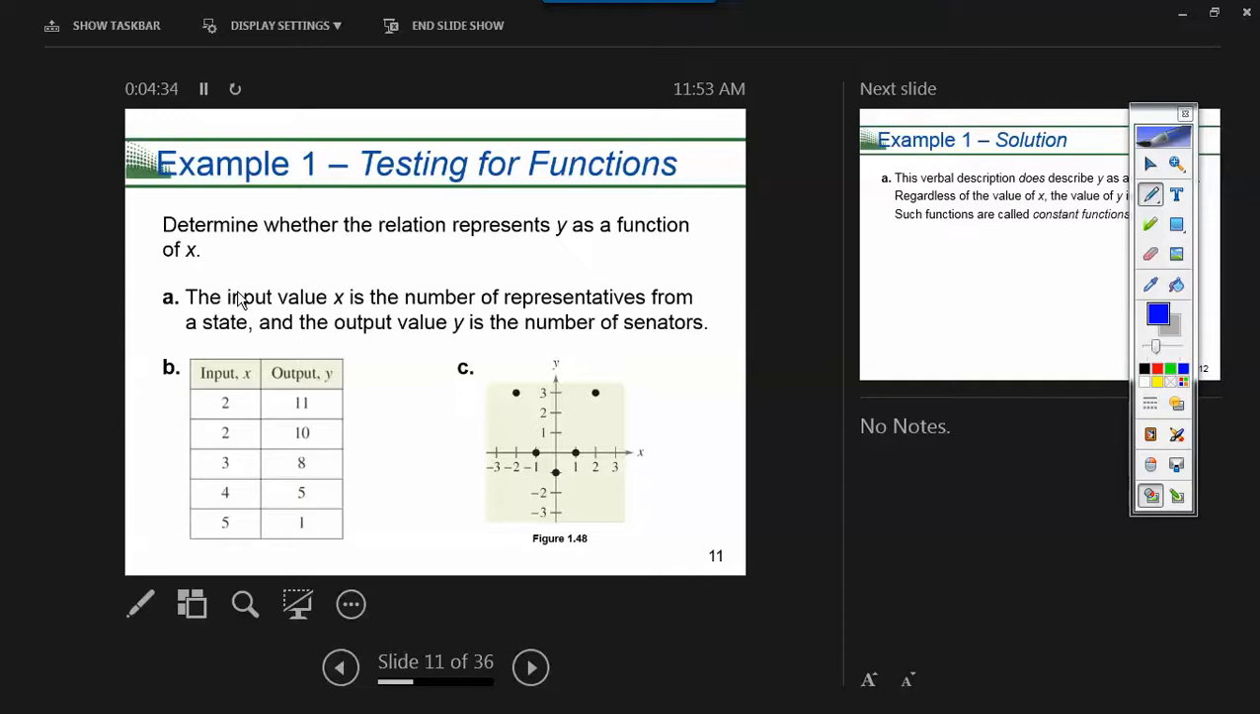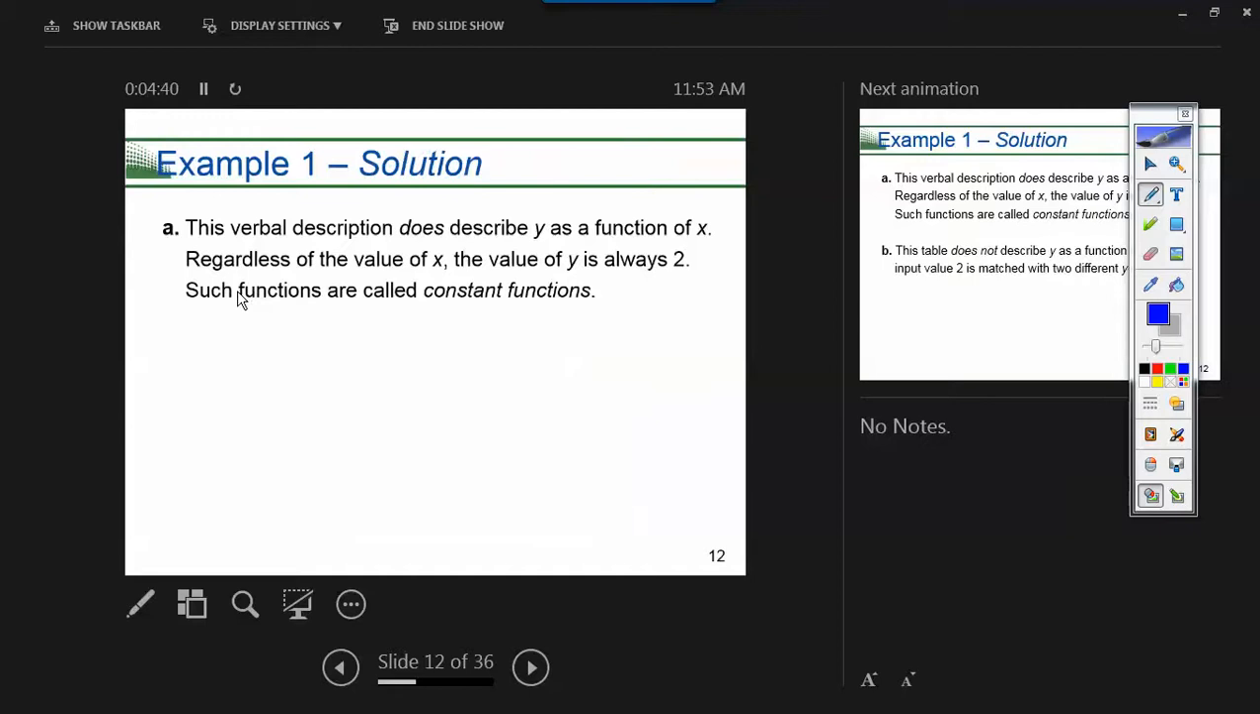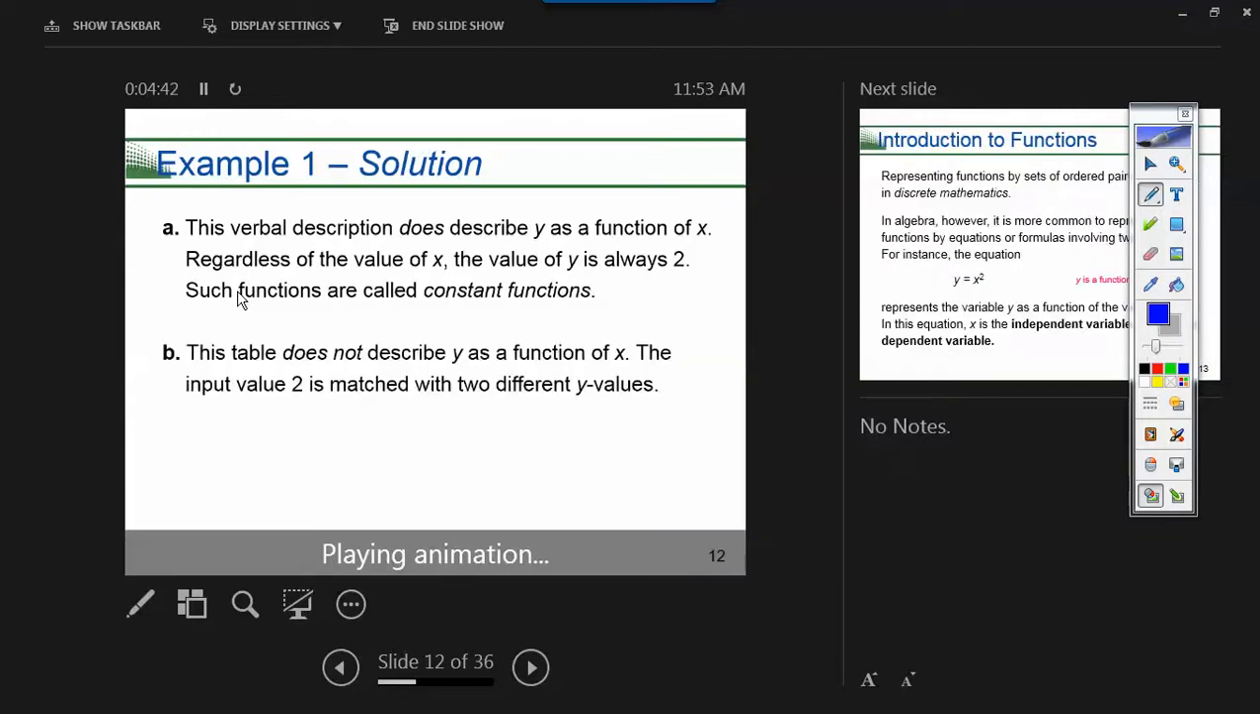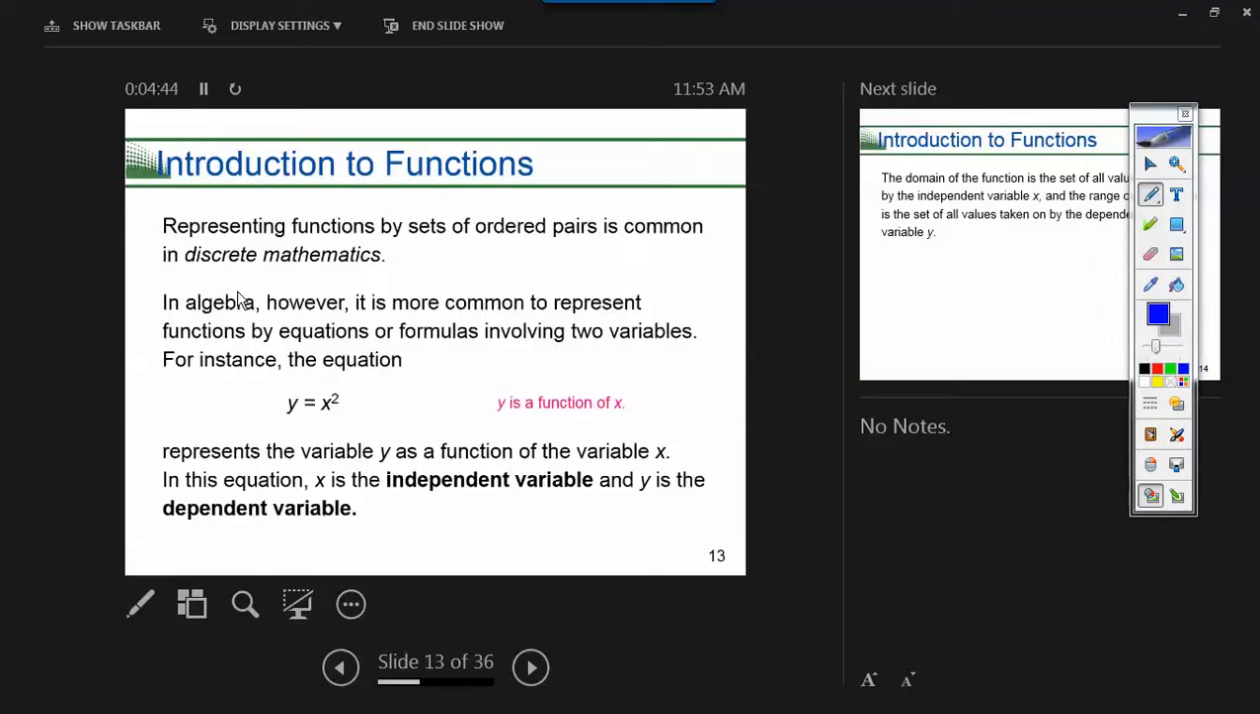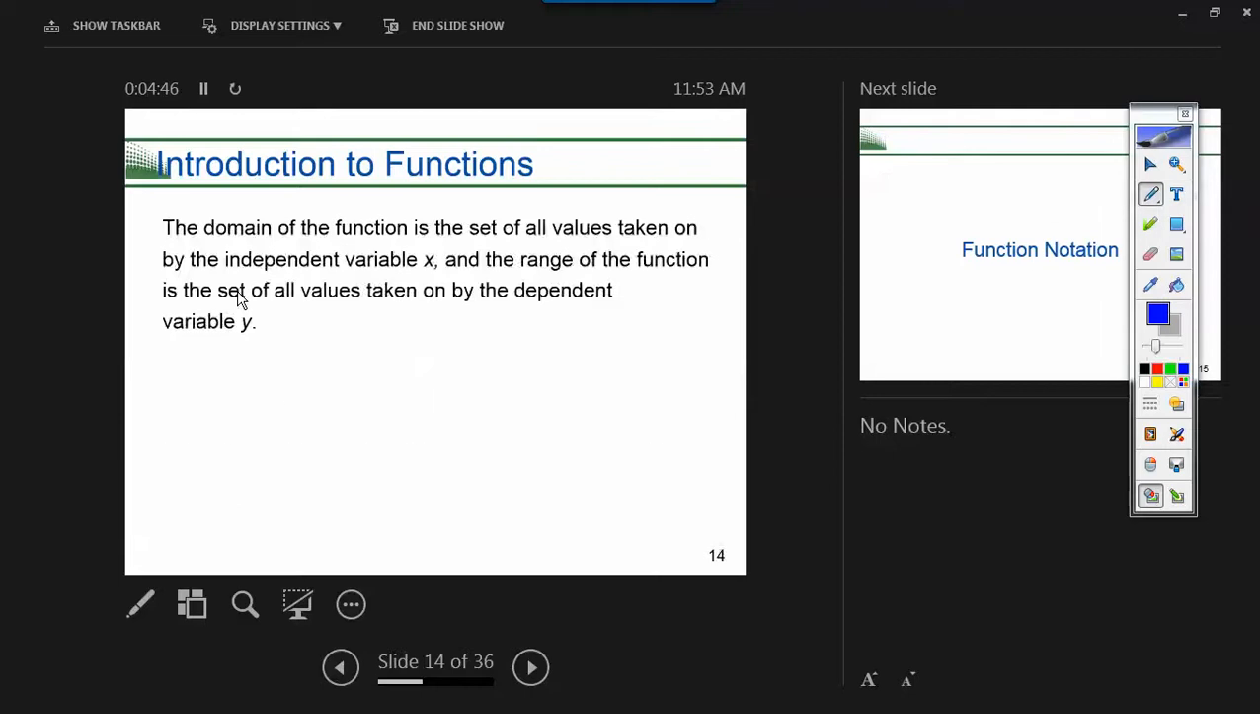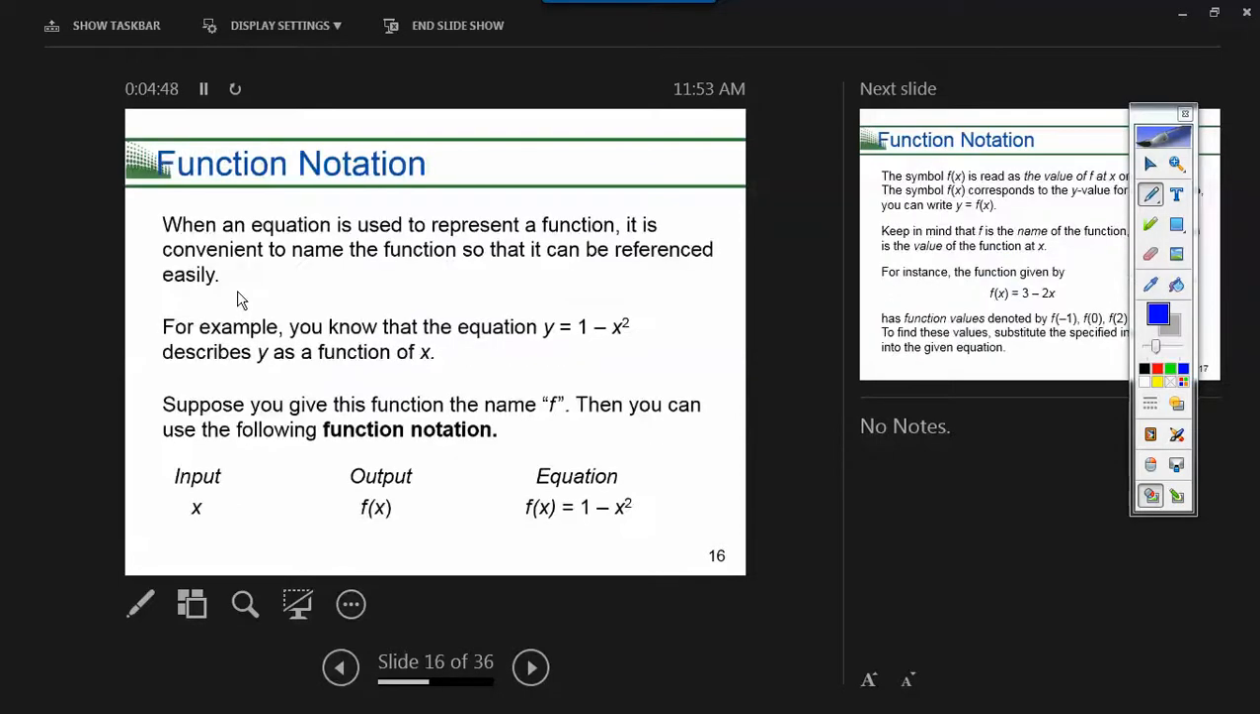What about B? No, because you've got 2, 11 and 2, 10. And then C, you've got to think about the verbal. Those are just the answers. We talk about equations, independent and dependent variable, and function notation.